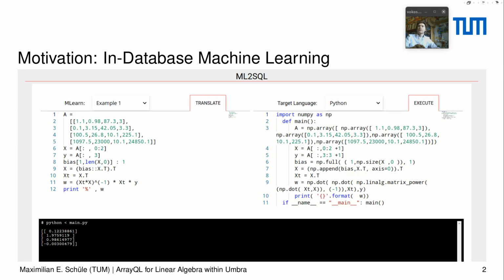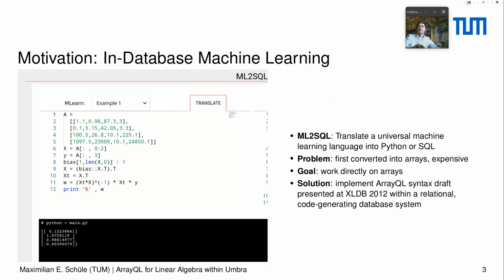The motivation for this paper was in-database machine learning using ML to SQL, a declarative meta language that translates to either SQL or Python. But the problem was that the data was always first converted into arrays, which is expensive. So the goal of this work is to work directly on arrays. The solution is to implement ArrayQL, an array query language, inside of a relational code-generating database system.